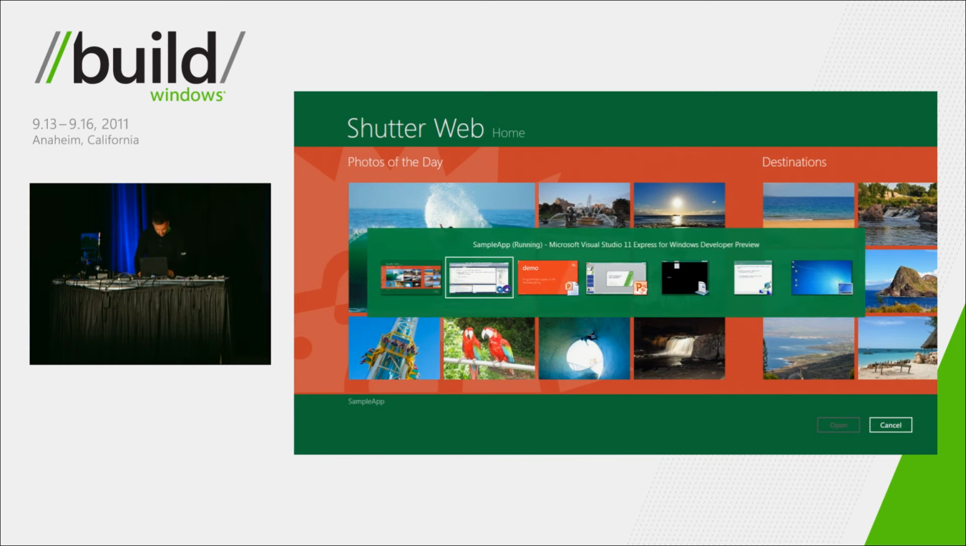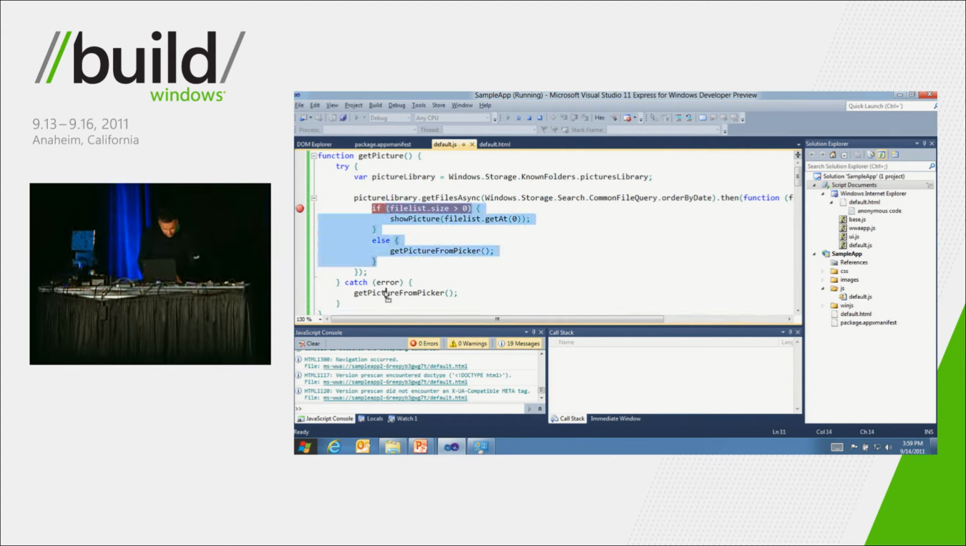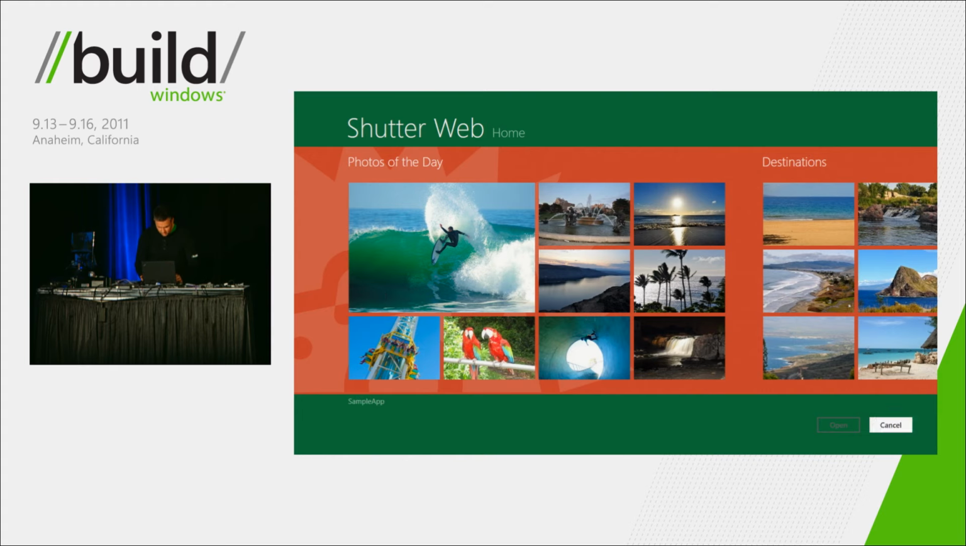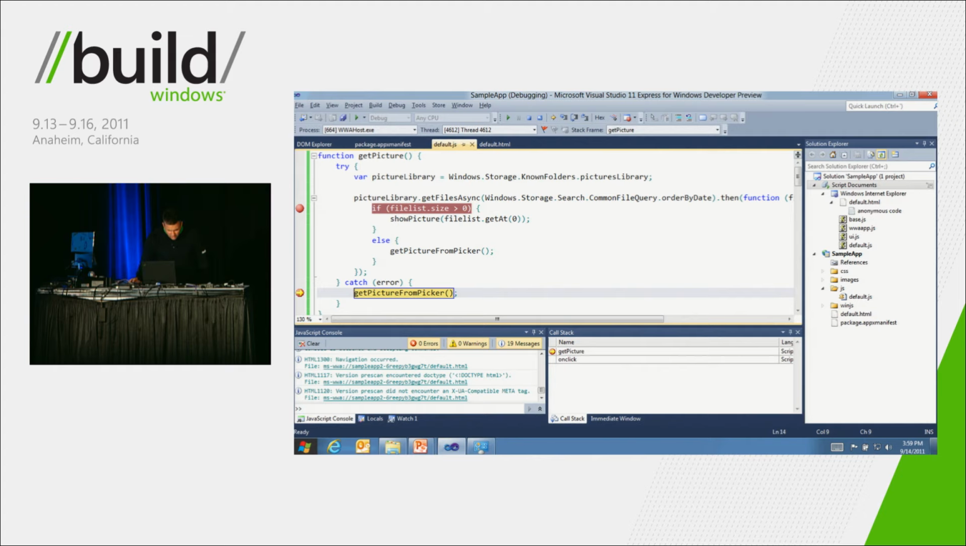So let's go back and figure out what we did. So I'll set breakpoints at a couple of likely places. Maybe we didn't get any files, or whoopsie. Or maybe we threw an error. So let's go back and cancel out of here, and let's try it again. All right, so it looks like we threw an error, and if we hover over that, you'll see we got an access is denied.